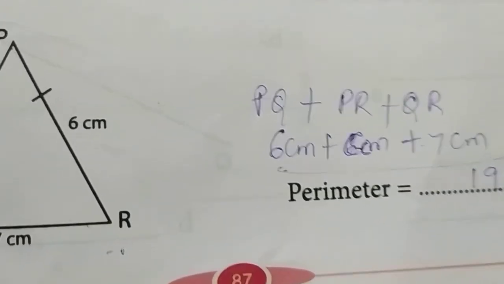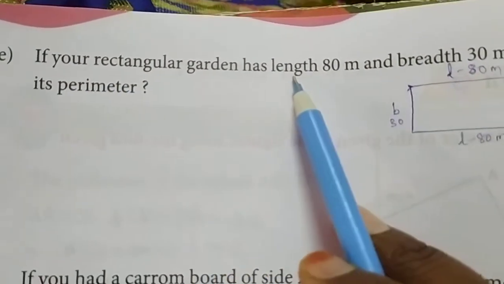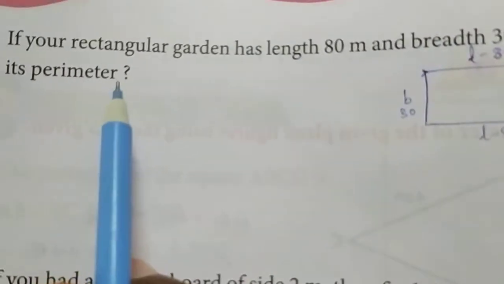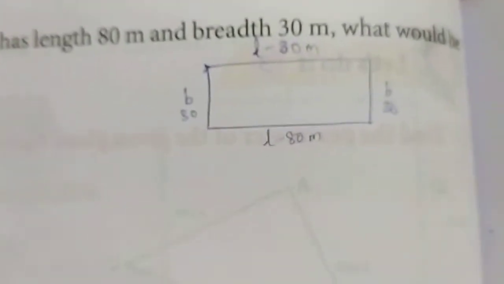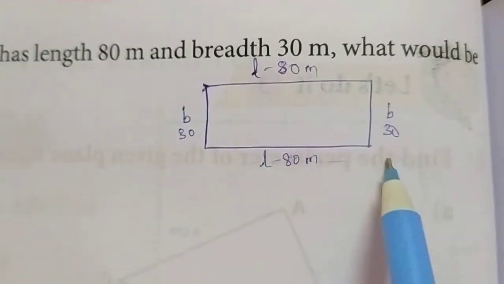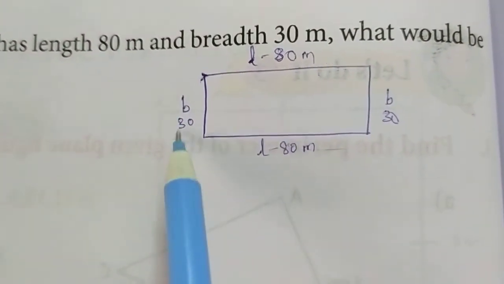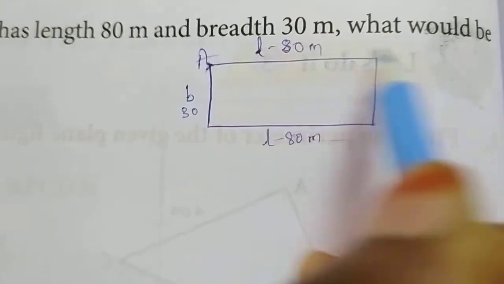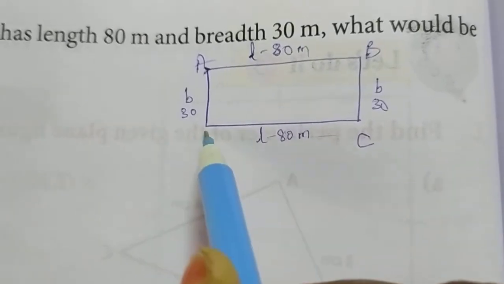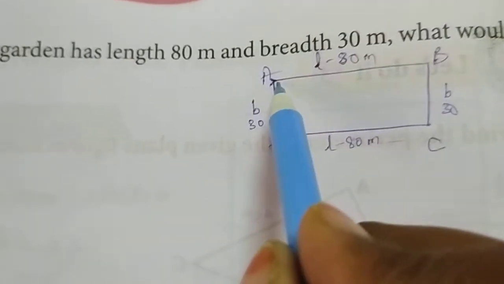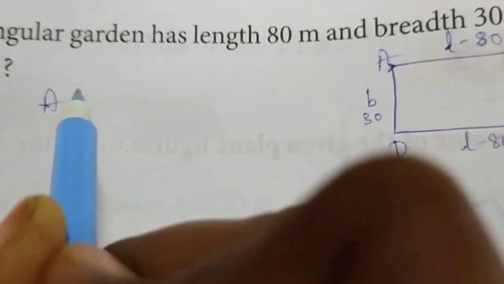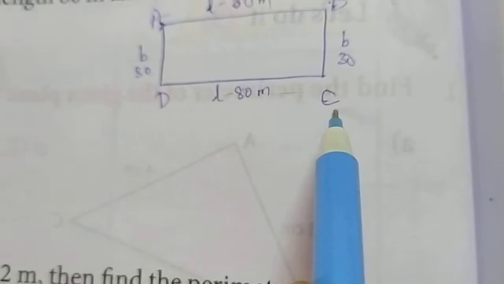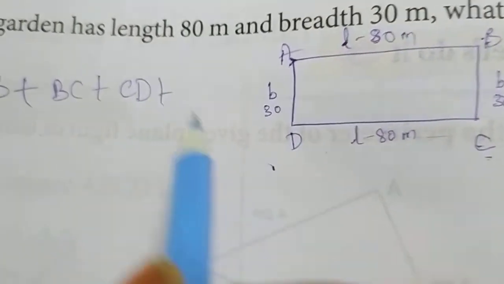Okay, beta? In the next page, if your rectangular garden has length 80 meters and width 30 meters, what would be its perimeter? See, if the garden is in rectangle shape, length is 80 meters and breadth is 30 meters. What is its perimeter? See, for example, it is A, B, C and D. Now, AB plus BC plus CD plus DA.